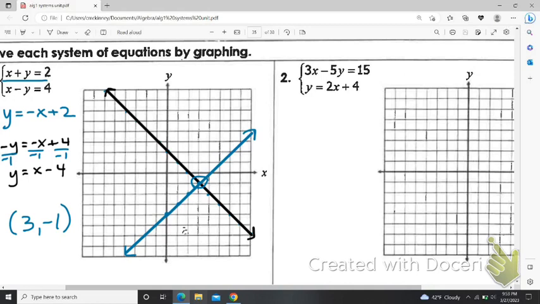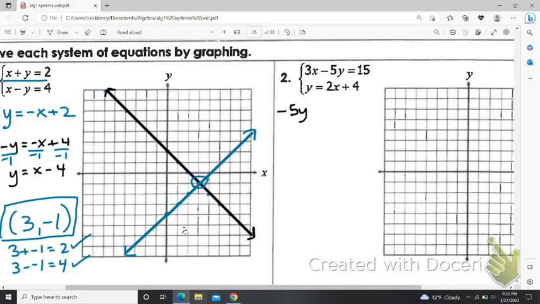And then I can check that to make sure that it works. 3 plus -1 does equal 2. Check. 3 subtract -1 does equal 4. Check. So it works. Again, you don't necessarily have to do that, but it is a good way to know for sure that you are correct.